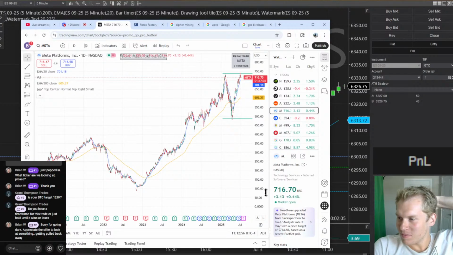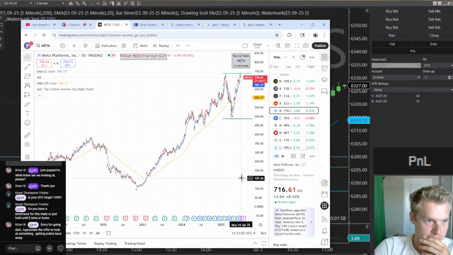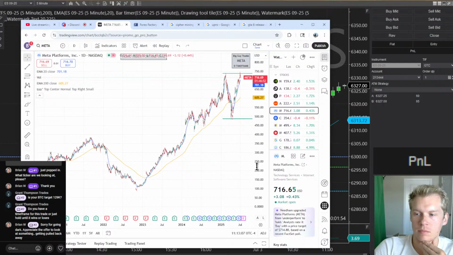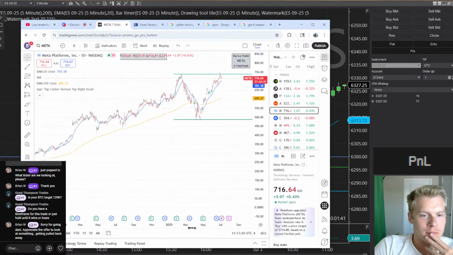Meta is just one of those names where if you want to own anything related to US social media, and have exposure to the social media world, Meta is the name that you want to own. They have a platform, I forget, like a billion users. Everybody uses some sort of Meta product.